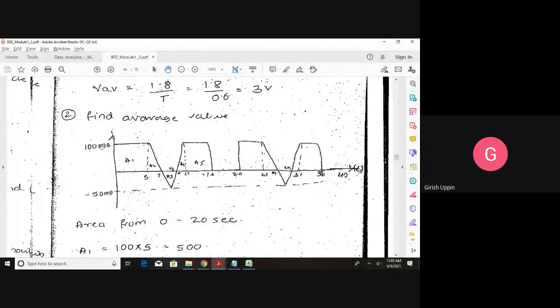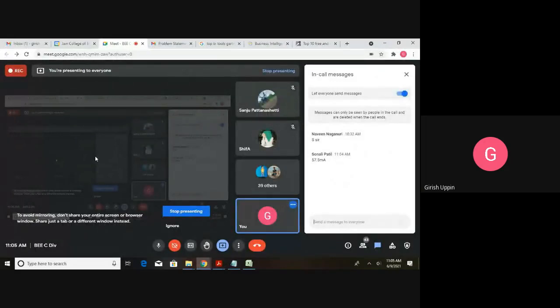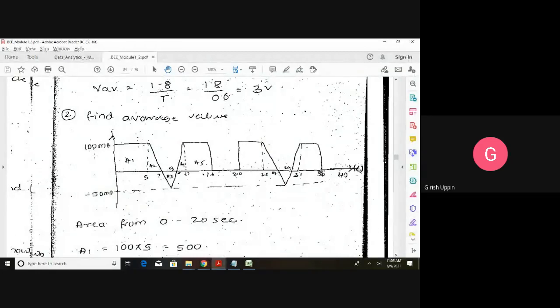This is the alternating quantity. In this case, it is a current. Anybody else got the answer? Shifa? Okay. You can take one more minute.